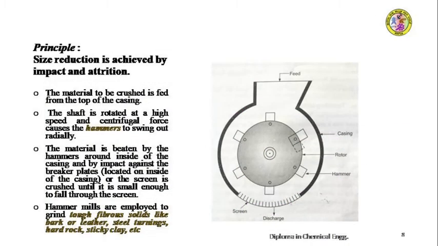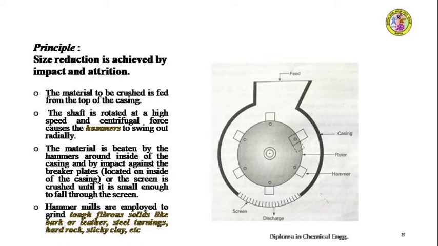So coming to its principle of working, you all know that grinders mainly employ impact and attrition as a force for reducing the size of solids. In the same way, the hammer mill employs impact and attrition force for effecting size reduction of the given solids.